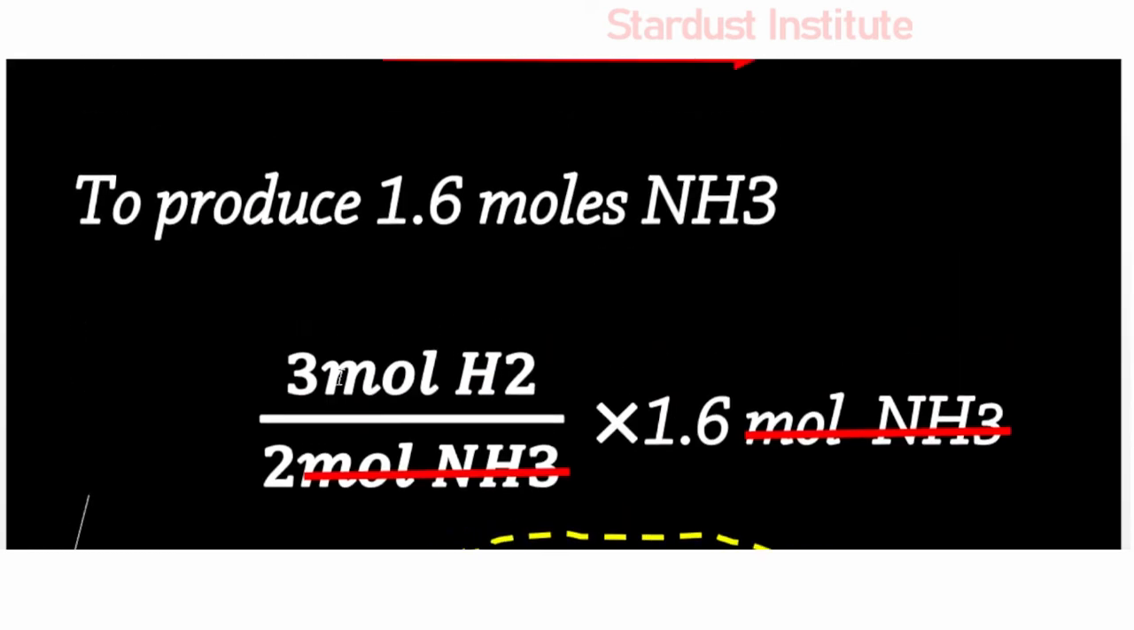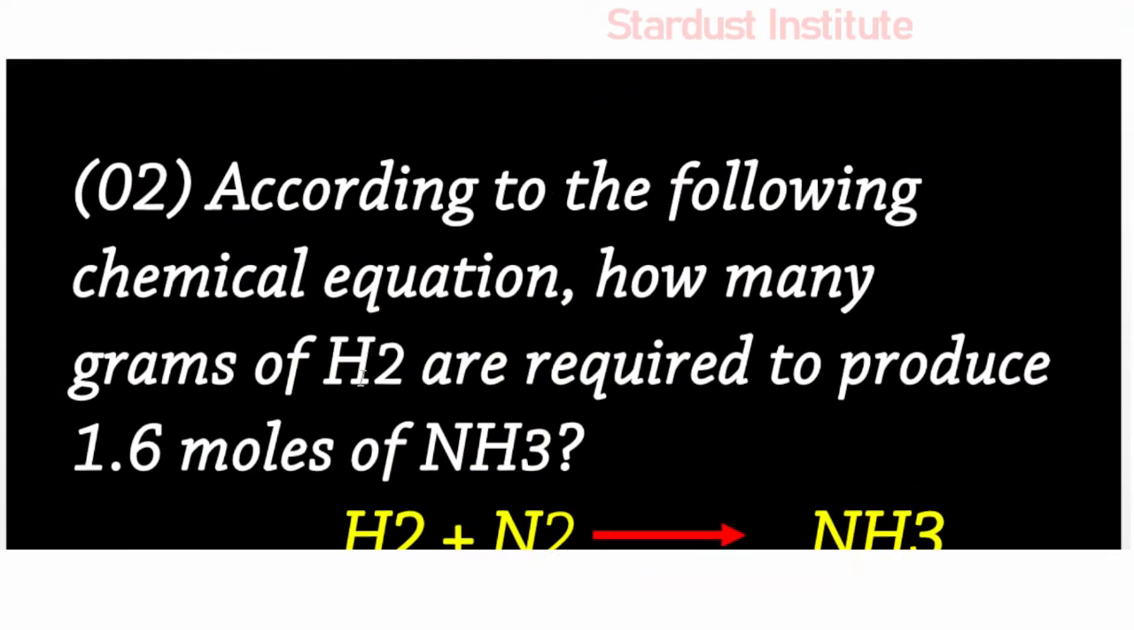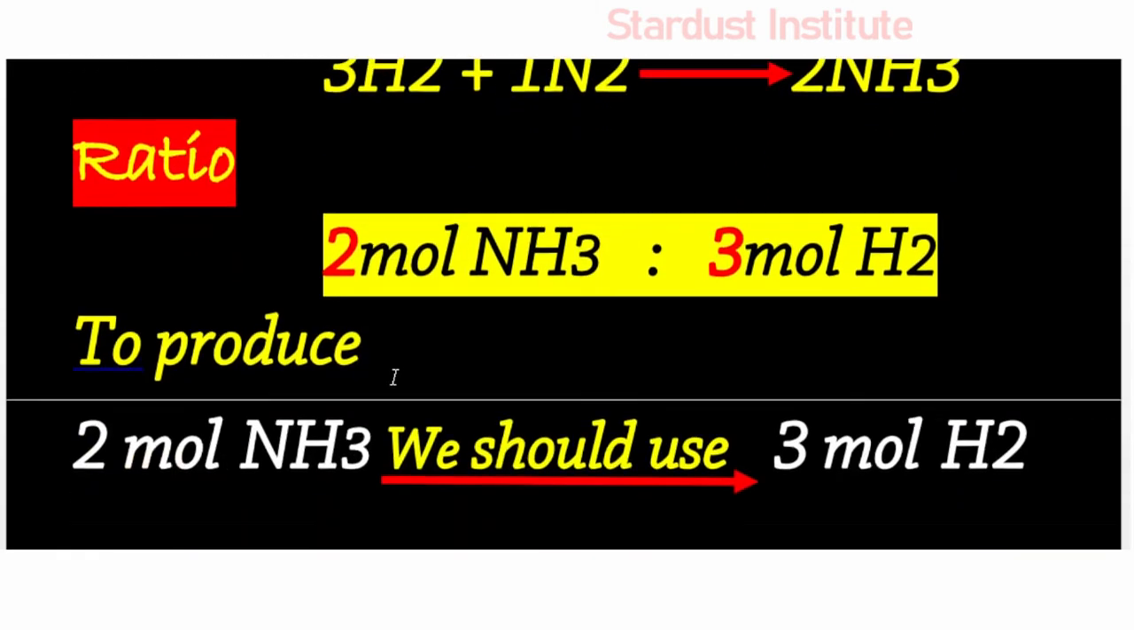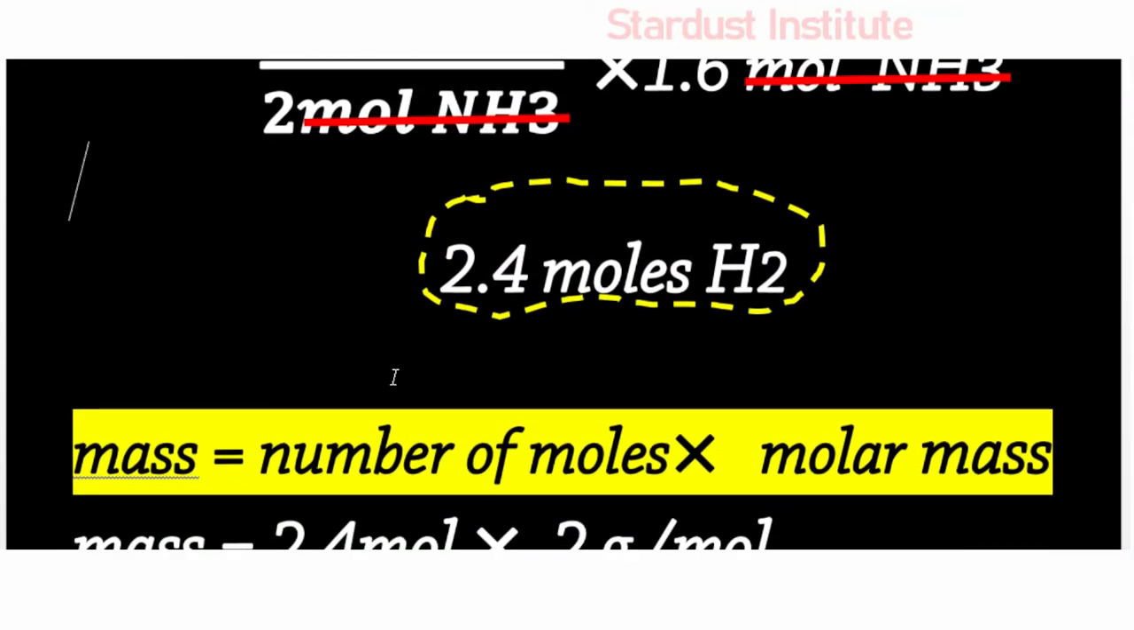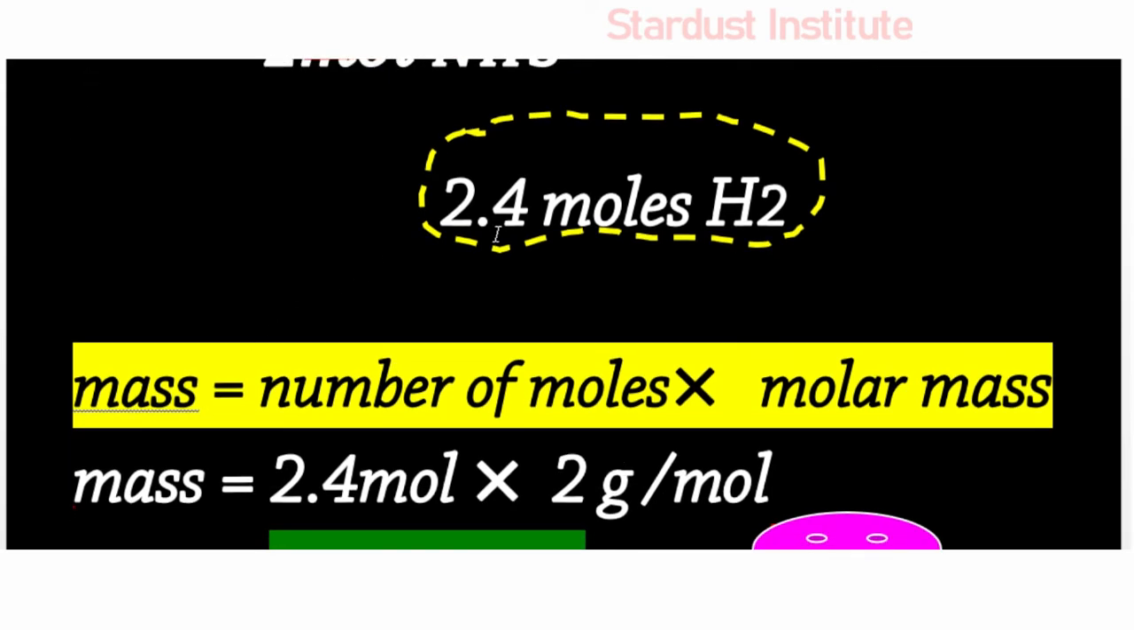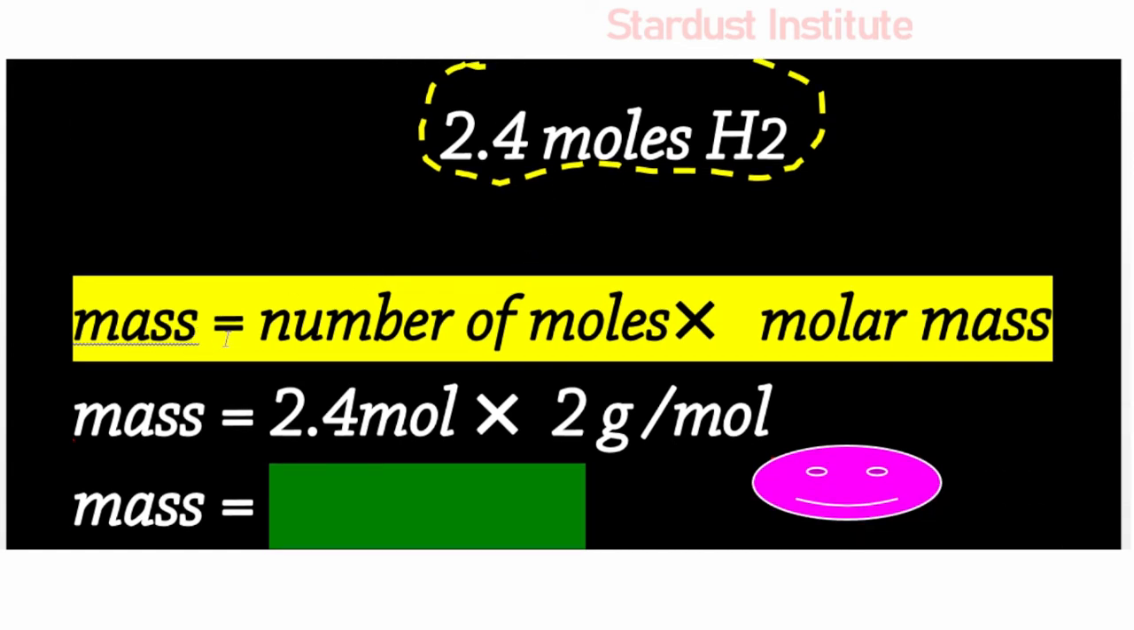But we have been asked how many grams of H2 are required. Now we have found moles of H2. Now we have to convert it to grams of H2. We know now we have 2.4 moles H2. We know mass equals number of moles times molar mass.